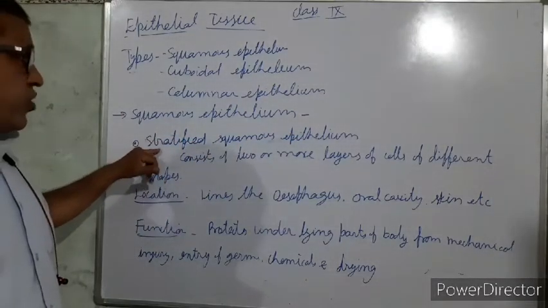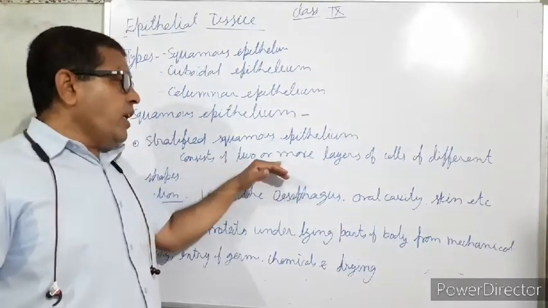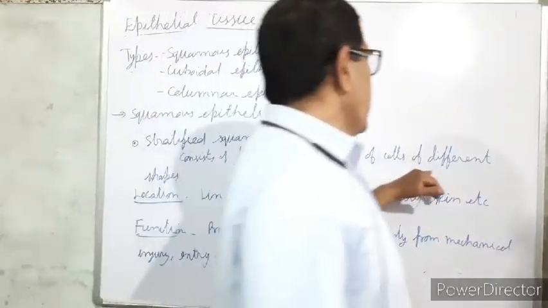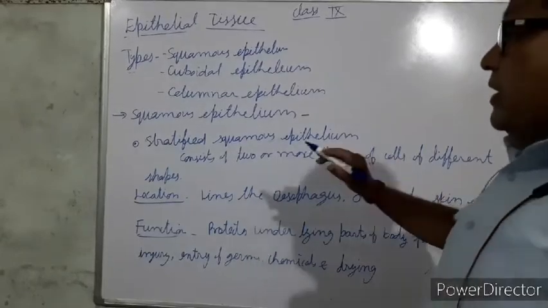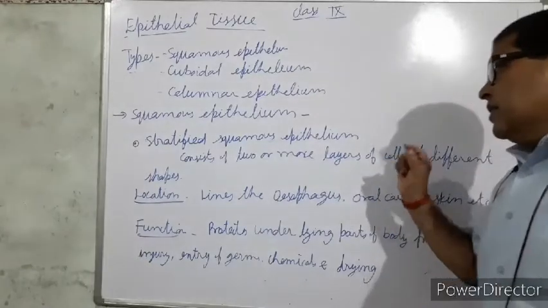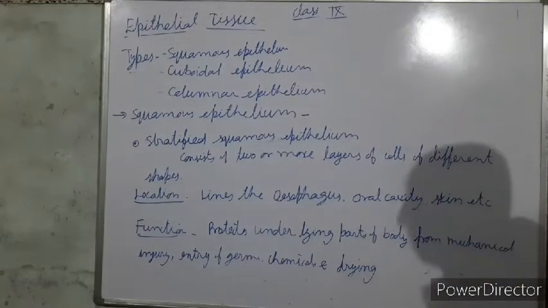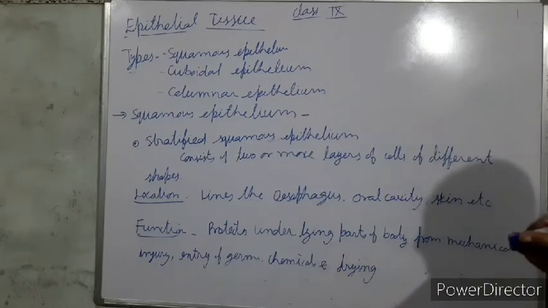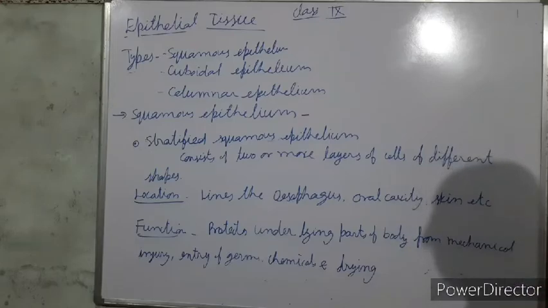Stratified squamous epithelium consists of two or more layers of cells of different shapes. I told you the simple squamous epithelium was made up of a single layer of cells. But stratified squamous epithelium consists of two or more layers of cells of different shapes. It makes different strata, so the name is given as stratified squamous epithelium.